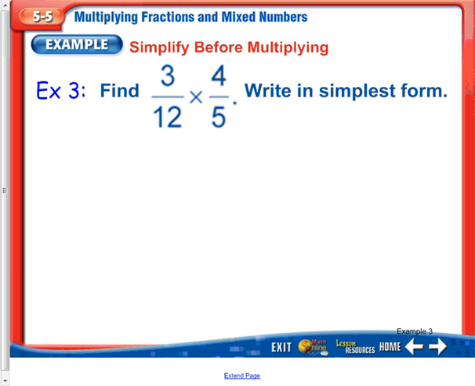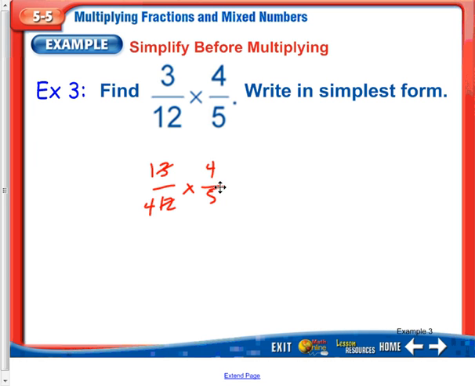For example 3, again, let's start by writing the problem. 3/12 times 4/5. Okay, I don't have any mixed numbers, so I can skip over step 1. Now, simplify numerators and denominators. Well, 3/12. I can simplify 3/12. I can divide both of these by 3. So I'm going to change the 3 to a 1 and the 12 to a 4 because I'm dividing by 3. So 3/12 is the same as 1/4.